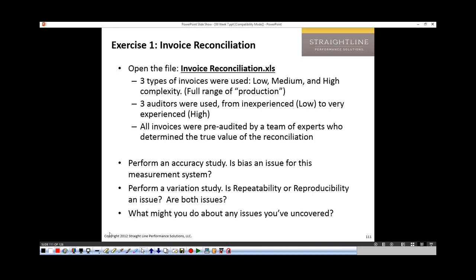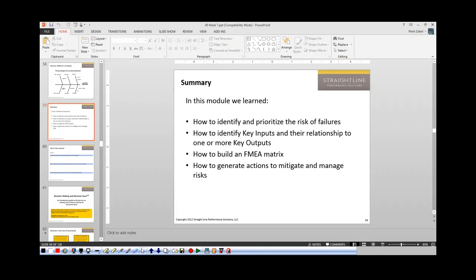Here's the other thing that we didn't do in the last example. All invoices are pre-audited by a team of experts who determine the true value of the reconciliation. So this will allow me to check for bias. I'm going to do both of those, so I can tell how far it is off the target. Now we're going to perform an accuracy study, and then a variation study. We'll do this together and see how it works. Let's open up the reconciliation.